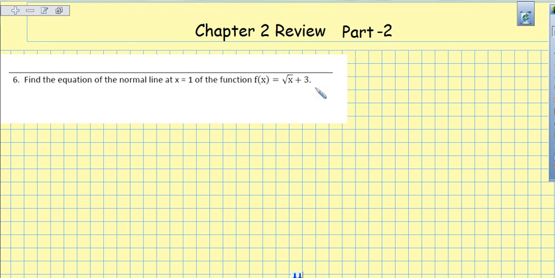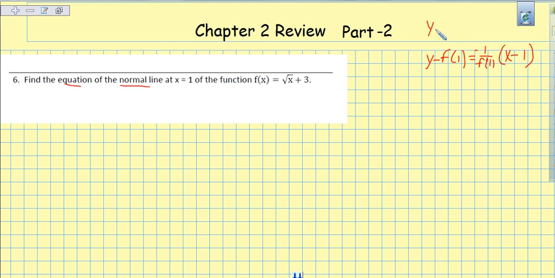Okay, let's pick up where we left off on Chapter 2 review. We want to find the equation of the normal line at x equals 1 of this function, the square root of x plus 3. So recall that what we're going to do is y minus the function value at 1 is equal to the opposite reciprocal of the derivative at 1 in this case, all times x minus 1.